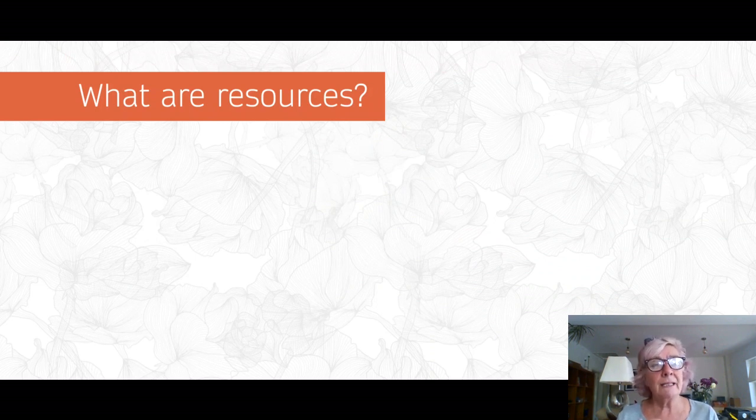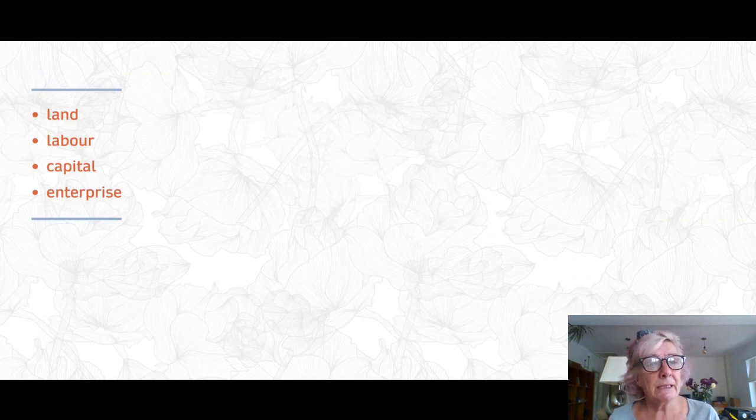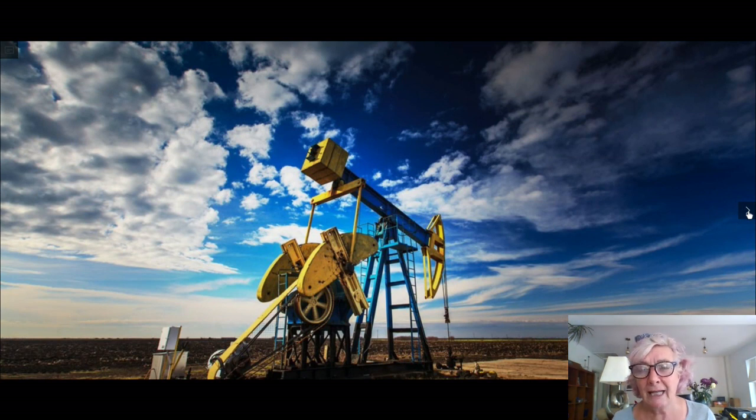Well, in economics, we think about 4 types of resources: land, labour, capital, and enterprise. They need a little bit of explanation because they're not all what they seem. So when we talk about land, what we really mean is raw materials, anything that comes from the land. We might be talking about oil, we might be talking about rice or gas or even water, but we're talking about raw materials, anything that comes from the land.